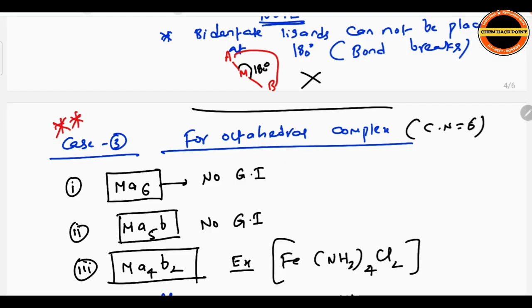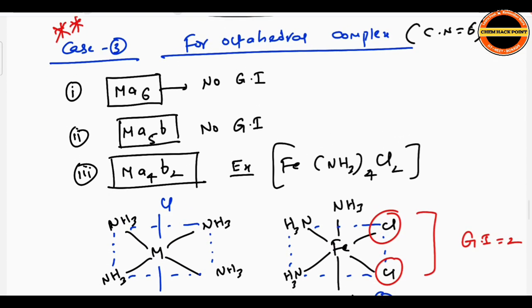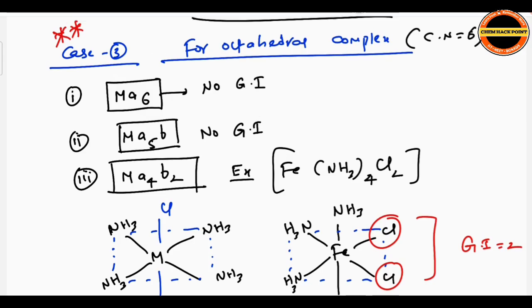A similar pattern we are using here now for octahedral complexes. See, coordination number is 6. MA6, here no GI, because if you write arrangements, you will get to know it's not possible to make different structures. You will get the same, right? All are of the same type. You will not get arrangements like this.